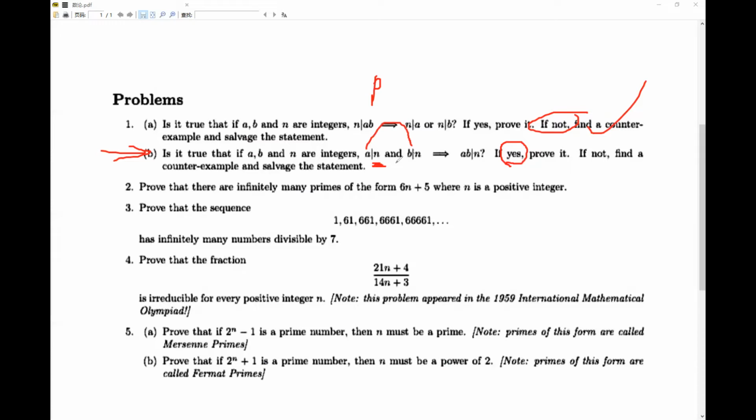This is special. Say A has a factor P and B also has a factor P. A must contain a factor P, right? Yes. But for N, there is only one P, with power 1. For A and B, each of them has P with power 1. So altogether, when A times B, they are power 2. So you will give a counterexample, no problem. I give a counterexample.